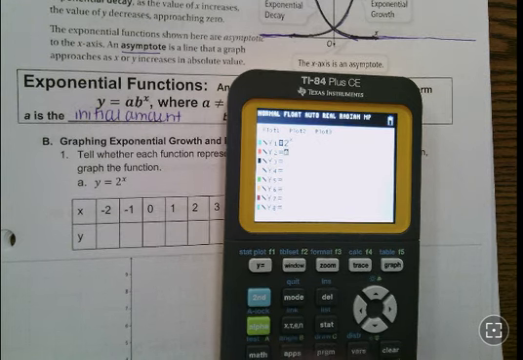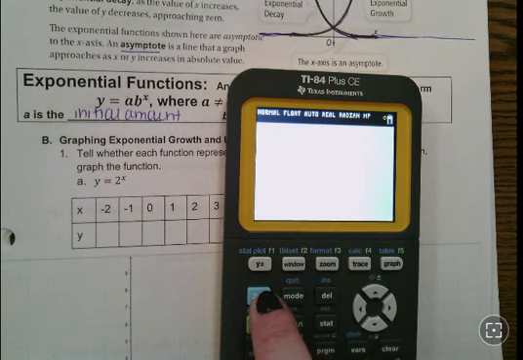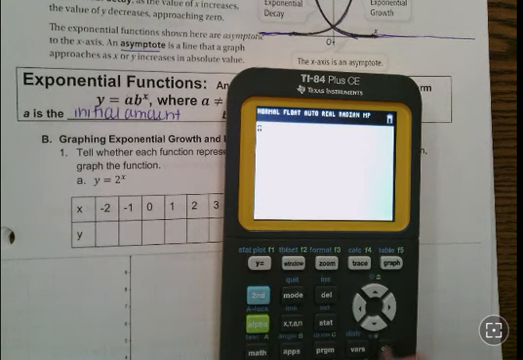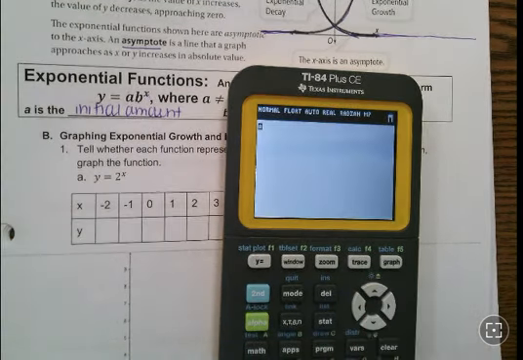Sorry, I know my brightness is just a little bright. Hold on, let me turn my brightness down. There we go. Okay, anyway.